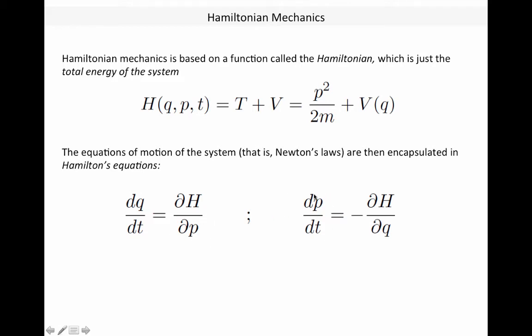And the derivative of the momentum with respect to time is equal to minus the derivative of the Hamiltonian with respect to q. Okay, and that's all there is to it. To solve any problem in classical mechanics, essentially all you do is write down what the total energy is, plug it into these equations and solve them. And that gives you the position q as a function of time and the momentum as a function of time. And now you know everything you need to know about the system.